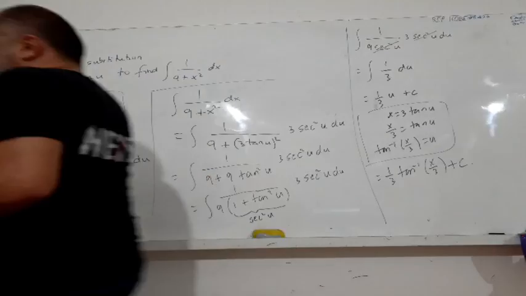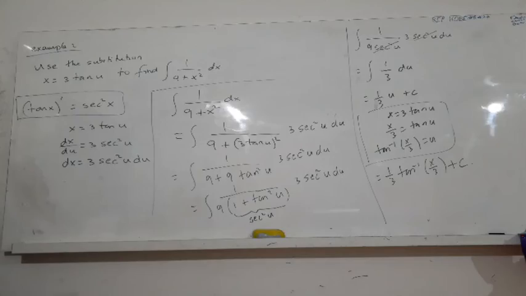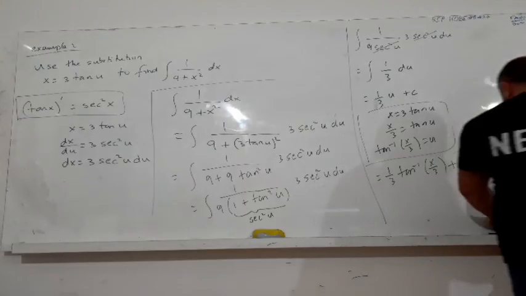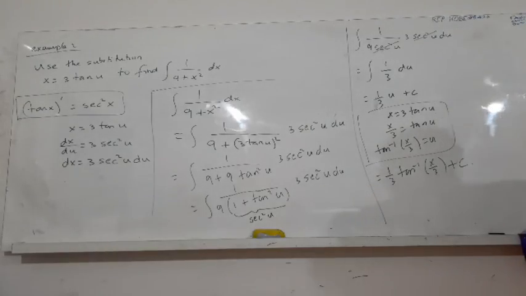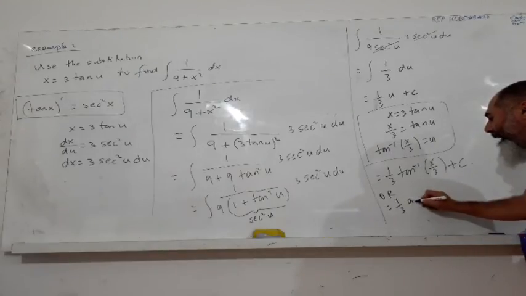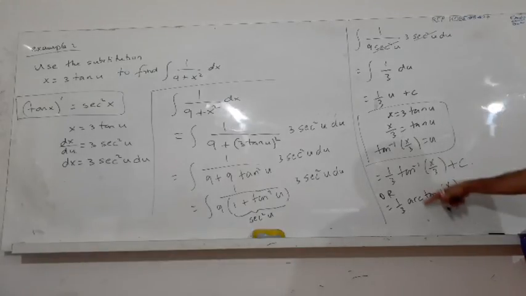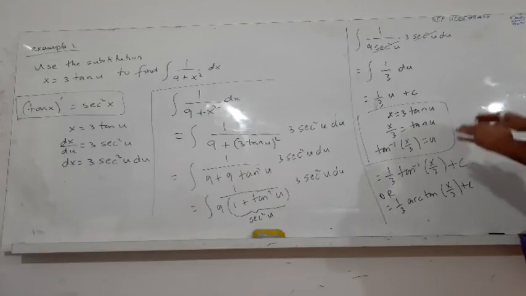And if you want, instead of tangent inverse, you can also write the answer as 1 over 3 arc tan x over 3 plus c. These answers are equivalent. It's up to you. You can use both. If you want, you can use tangent inverse or you can use arc tan.